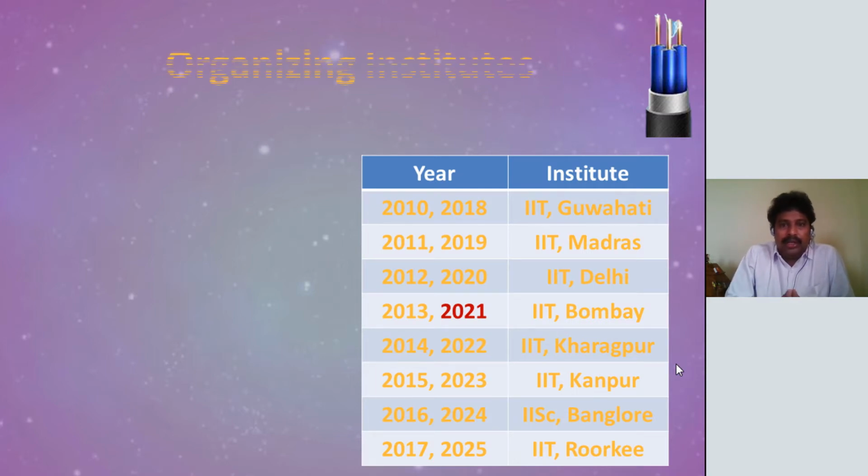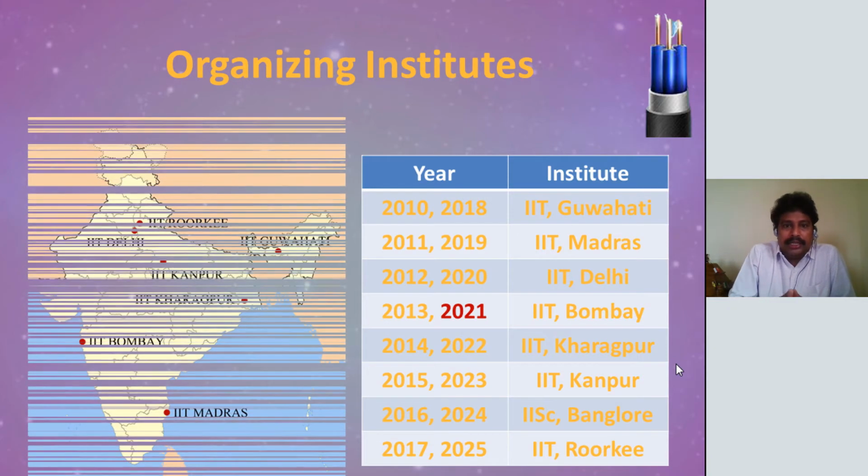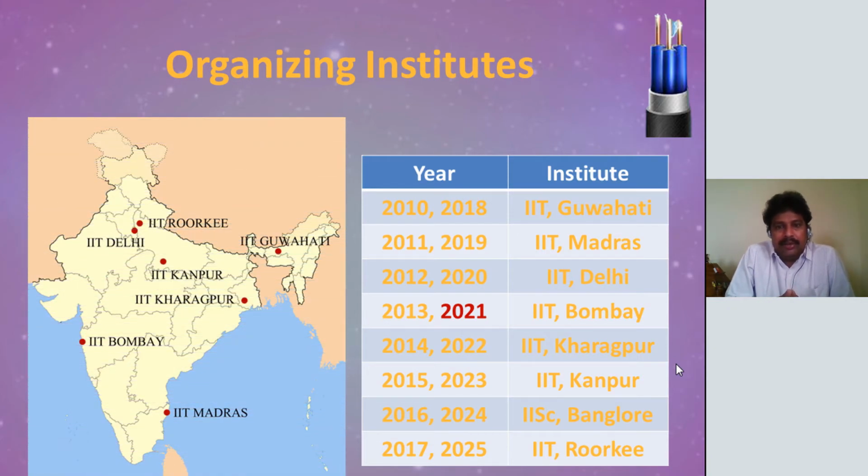So now see what are the institutes that organize this GATE examination every year. Mainly, there are 7 IITs and 1 Indian Institute of Science that organize the examination every year. Right from the year 2010 to 2025, here I have given the statistics. The 7 IITs.